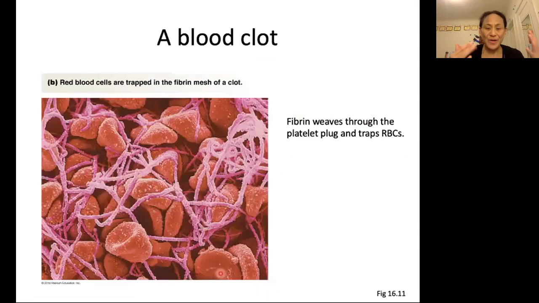So here is a picture of a blood clot, okay? You can see the fibrin in pink. So the pink is the fibrin fibers that have weaved into the platelet plug, okay? So basically we're just reinforcing the platelet plug here. And then we have all our trapped red blood cells here, okay?